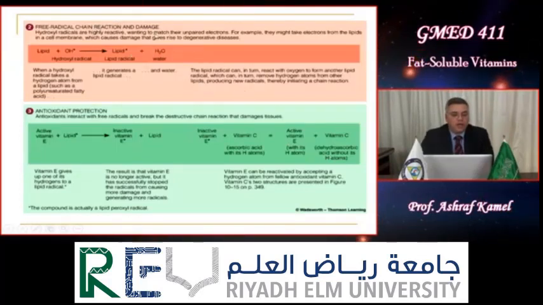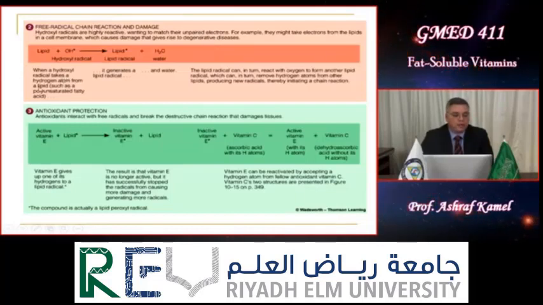Free radical chain reaction and damage. The hydroxyl radicals are highly reactive, wanting to match their unpaired electrons. For example, they might take electrons from the lipids of the cell membrane, which causes damage that gives rise to degenerative diseases.